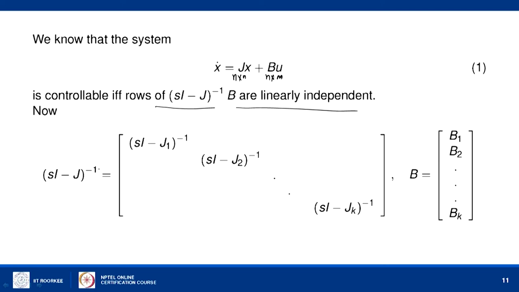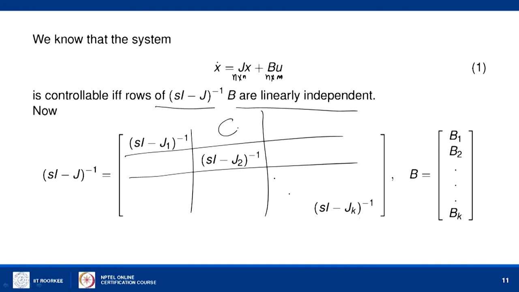So (sI minus J) inverse can be written like this, because it has Jordan blocks J1, J2, up to Jk. The other blocks are 0 blocks, and depending on the size, we have to write the blocks here. And B has blocks B1, B2, as we have seen earlier, up to Bk. Now we have to see if the rows of (sI minus J) inverse B are linearly independent, then the system is controllable. So we will see under what condition the rows are linearly independent.